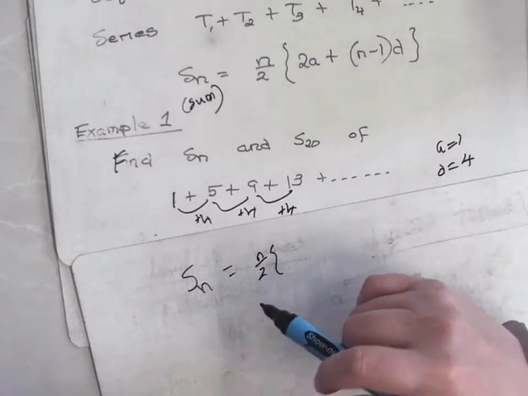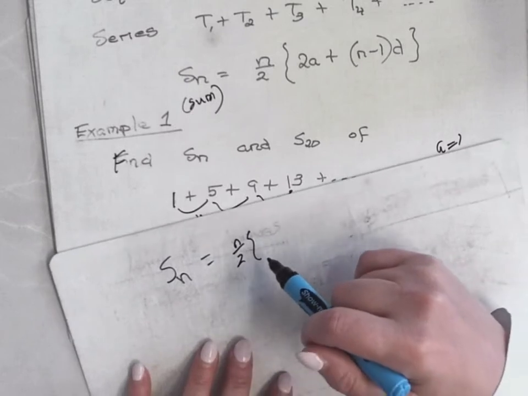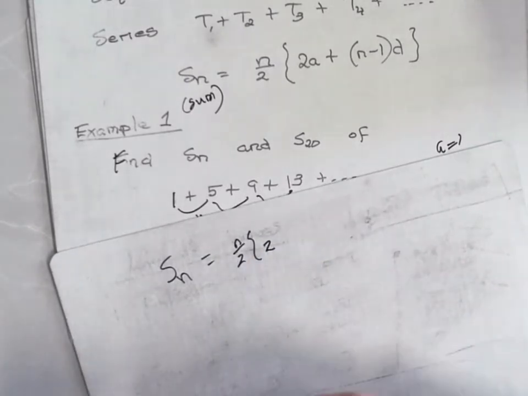N over 2 times (2a plus (n minus 1) times d).